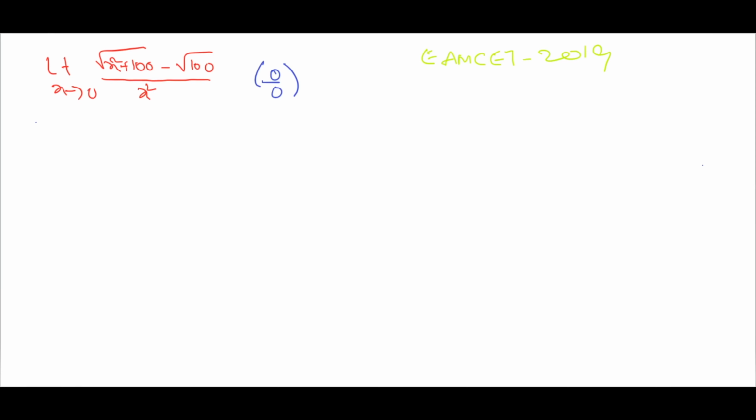Limit x tends to 0, square root of x square plus 100 minus root 100 by x square. This problem is from MSET 2019. Substituting x is equal to 0, root 100 minus root 100, 0 by 0. So this is 0 by 0 form.